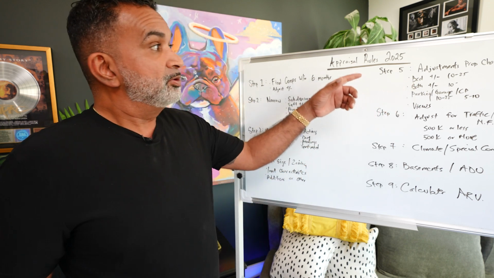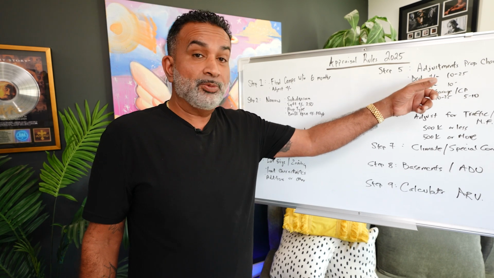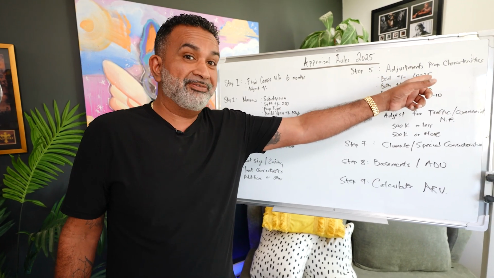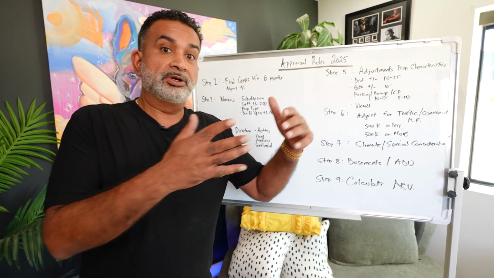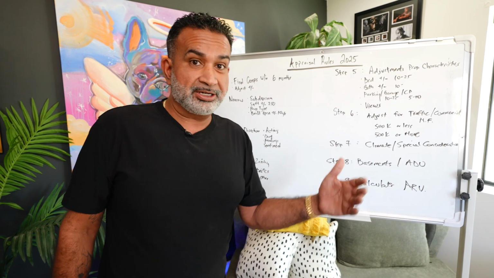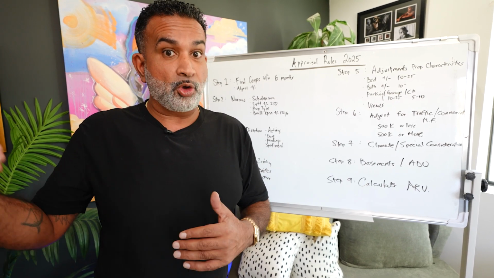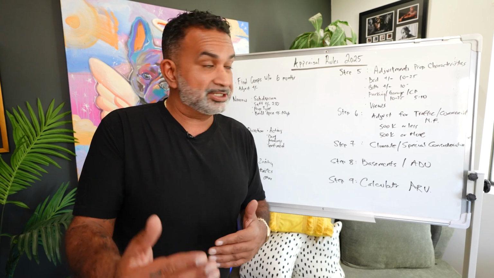Number 5, the adjustments, right? So here's where we need to make adjustments based on property characteristics. For instance, a bed might be worth plus or minus $10,000 to $25,000 depending on the price point. Again, for lower price points, $500K or less, a bedroom's going to be worth about 10 grand. In higher price points, over 500K, a bedroom might be worth 25 grand, so pay attention to that.